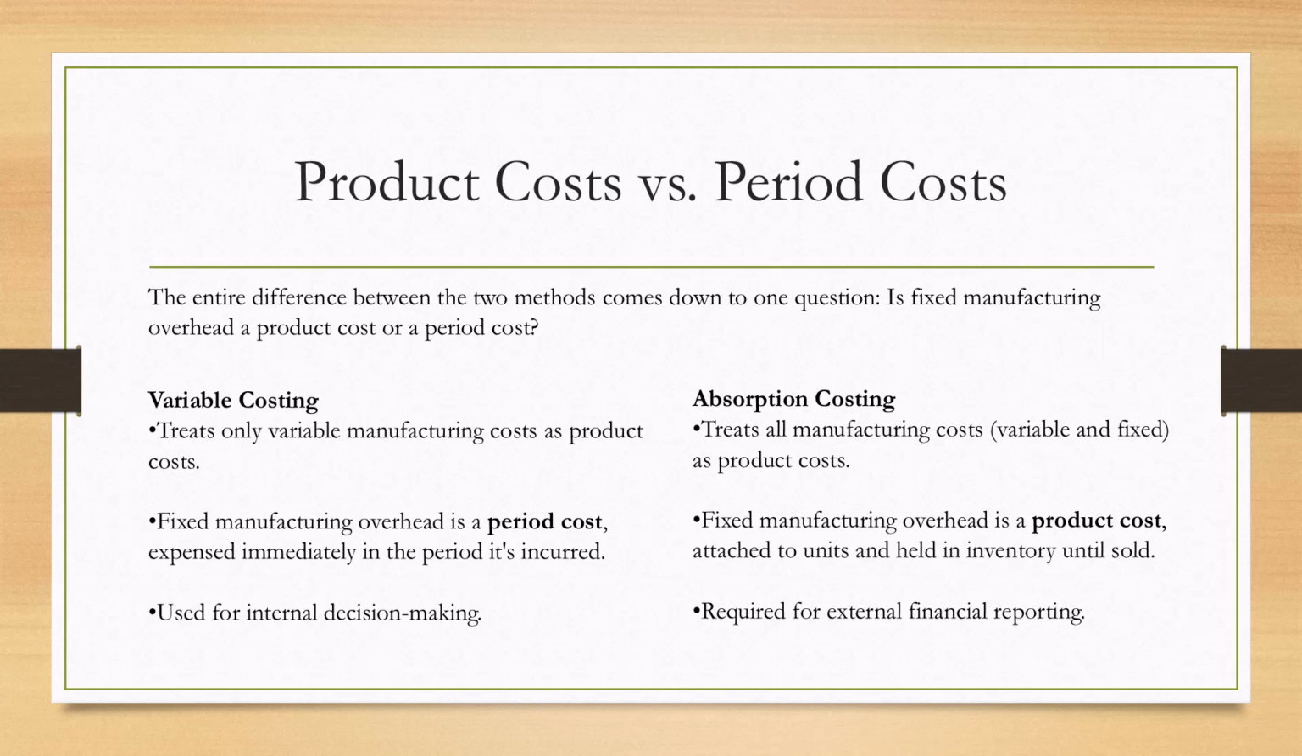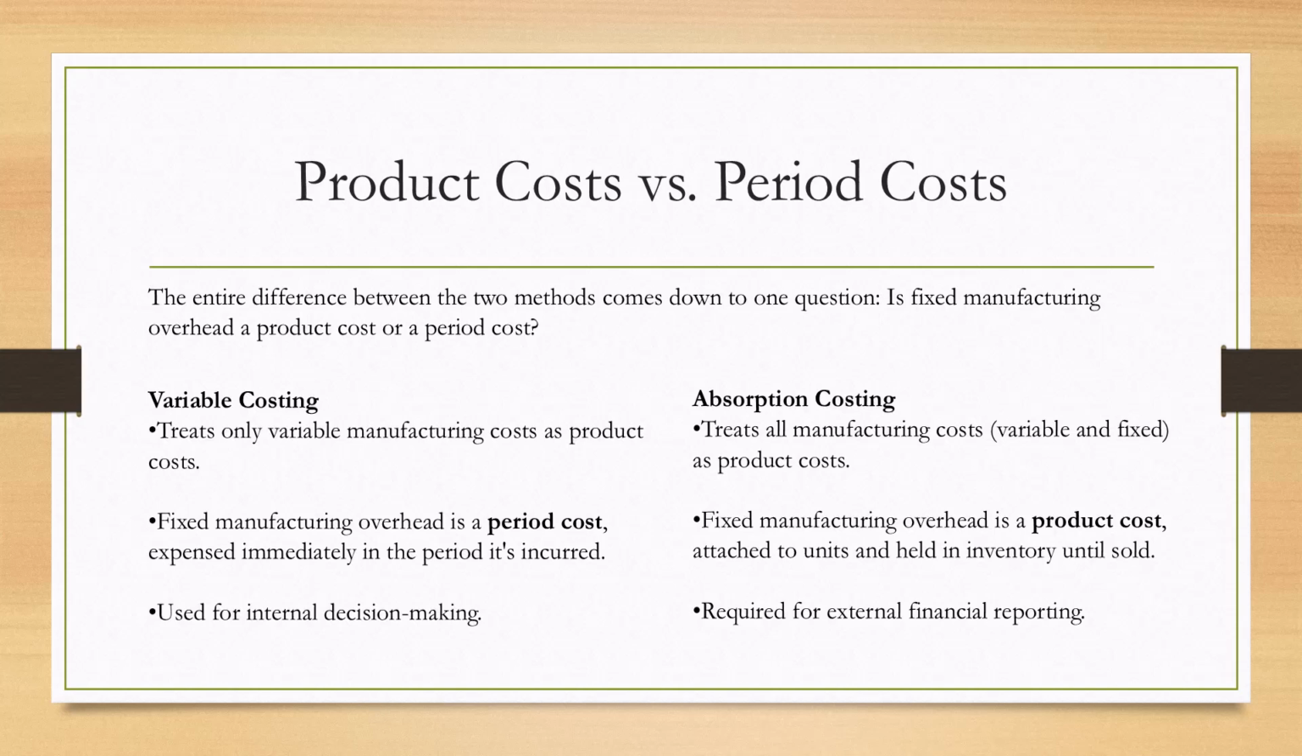Variable costing treats only variable manufacturing costs as product costs. It considers fixed manufacturing overhead to be a period cost, which means it is expensed immediately in the period it's incurred. This method is primarily used for internal decision-making.